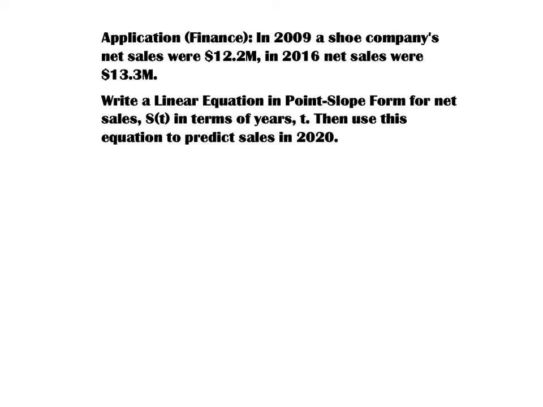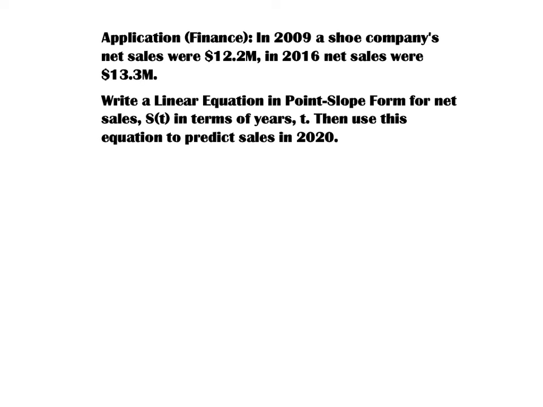Okay, here we go. Time for a little application in the area of finance. It says in 2009, a shoe company's net sales were 12.2 million, and in 2016, net sales were 13.3 million. Write a linear equation in point-slope form for net sales, S of t in terms of years t. Use this then to predict sales in 2020.